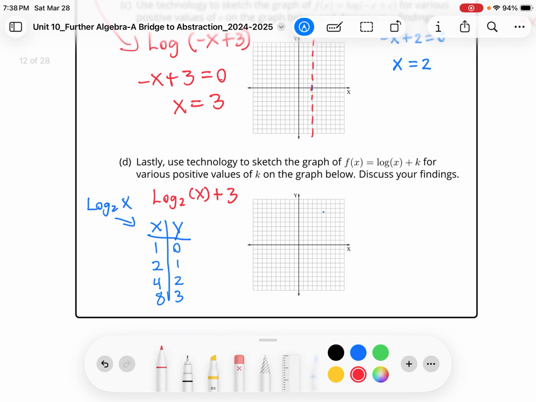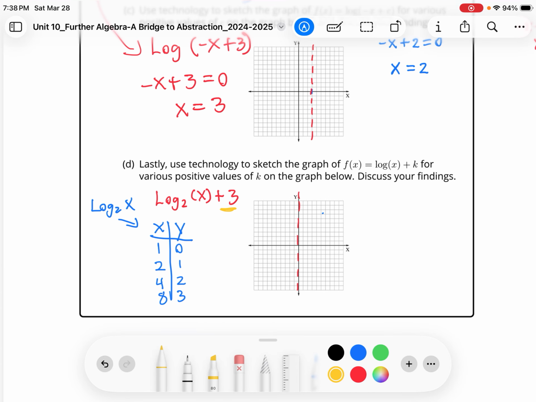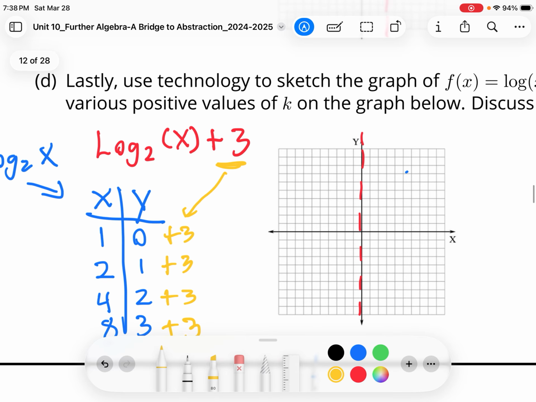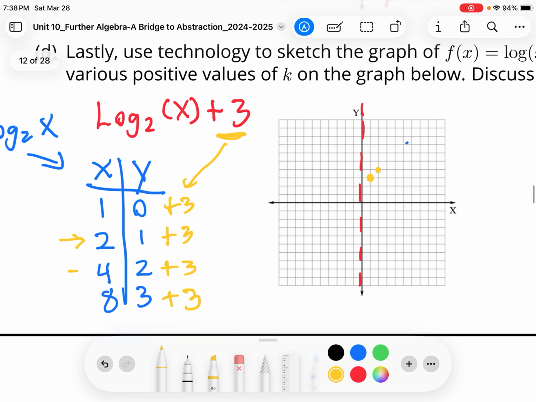Right, so what would happen when you have the plus 3, right? First of all, the vertical asymptote did not move right or left, so that's going to stay in the center, at x is equal to 0, so that's not going to move. However, this plus 3 right here is going to add 3 to all the y values. So now my new table should be 1, 3. So at 1, 3, I would be about right here. Then my next point should be 2, 4. My next point should be 4, 5.